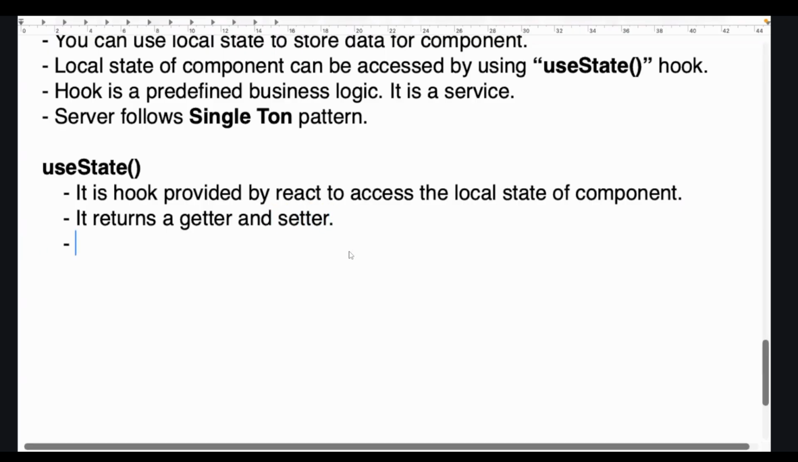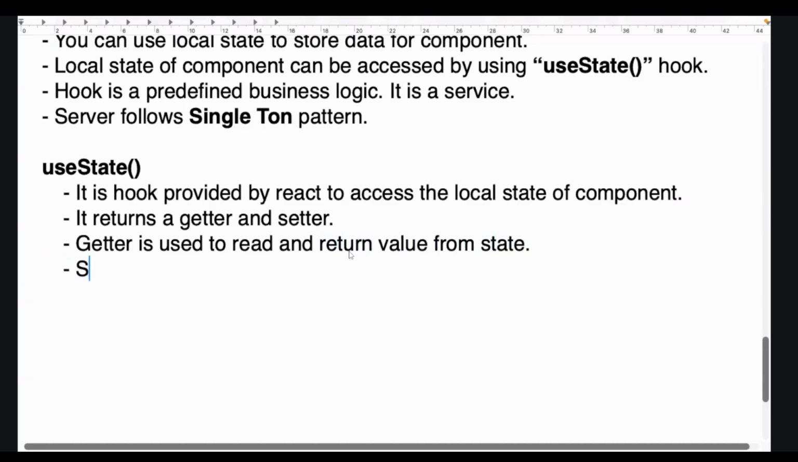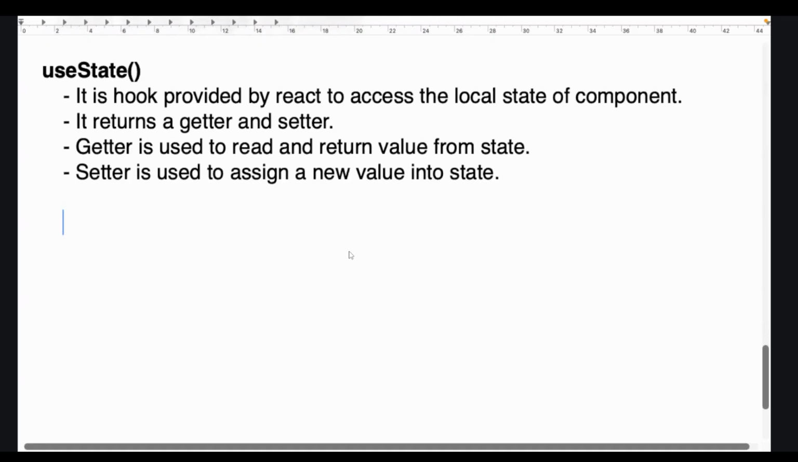And you know the purpose of them. So getter is used to read and return a value from state. Am I right? And setter is used to assign a new value into state. So state contains a getter and setter. So through getter you can access and through setter you can assign.